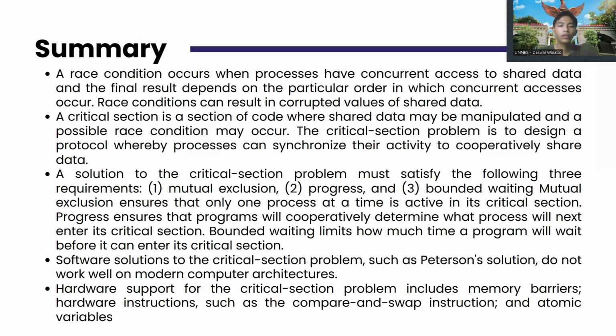A solution to the critical section problem must satisfy the following three requirements. The first is mutual exclusion, the second is progress, and the third is bounded waiting. Mutual exclusion ensures that only one process at a time is active in its critical section. Progress ensures that programs will cooperatively determine what process will next enter its critical section, and bounded waiting limits how much time a program will wait before it can enter its critical section.